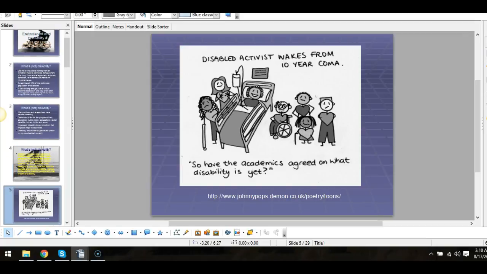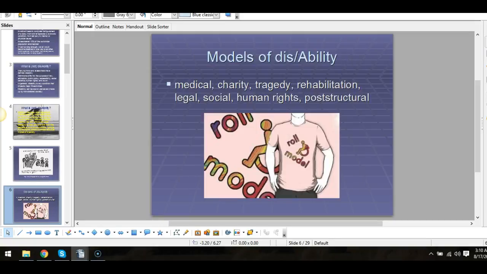Here's a cartoon with a person in bed titled Disabled Activist Wakes from 10-year coma, and the person in a hospital bed has people with disabilities around him and medical equipment around him. The patient says, "So have the academics agreed on what disability is yet?" Here is an overview of models of disability.